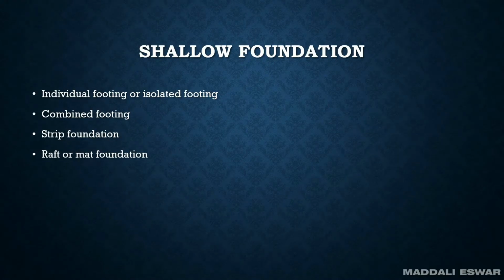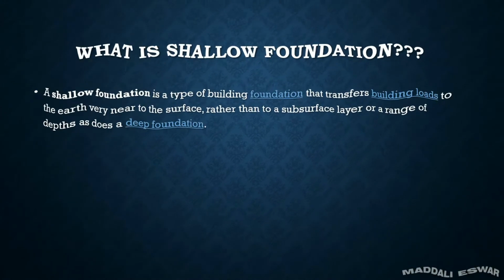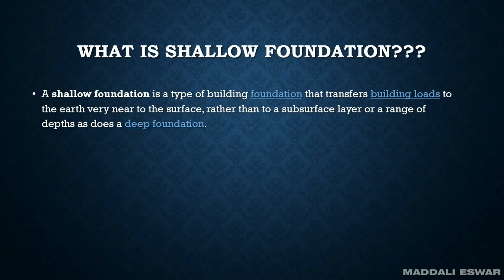First one, shallow foundations. We have four shallow foundations: first one is individual footings, combined footings, strip foundation, and raft or mat foundation. And we have the definition for the shallow foundation. A shallow foundation is a type of building foundation that transfers building loads to the earth very near to the surface rather than to a subsurface layer or a range of depths as does a deep foundation.